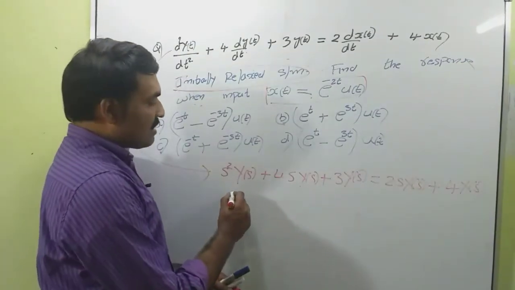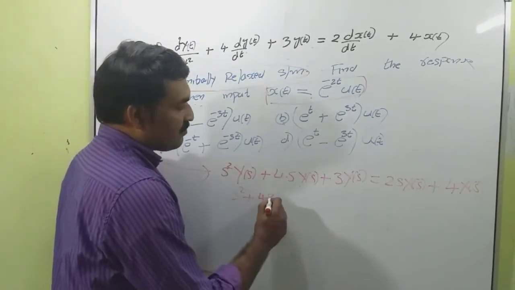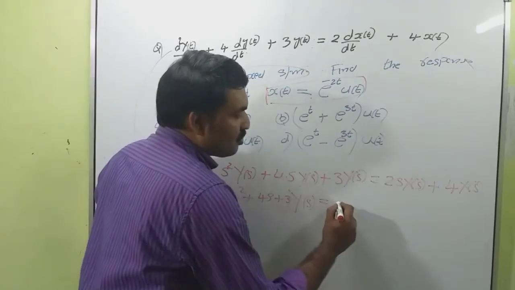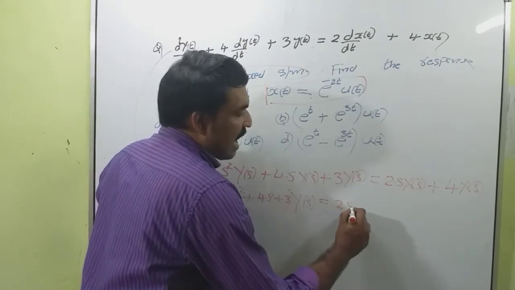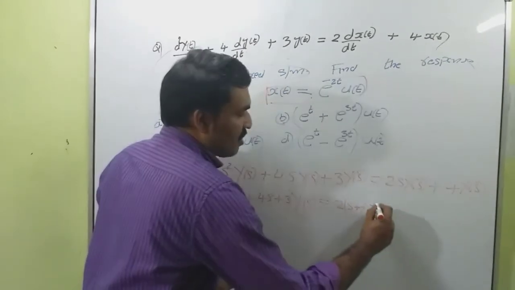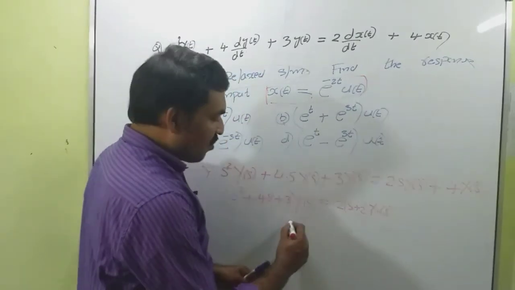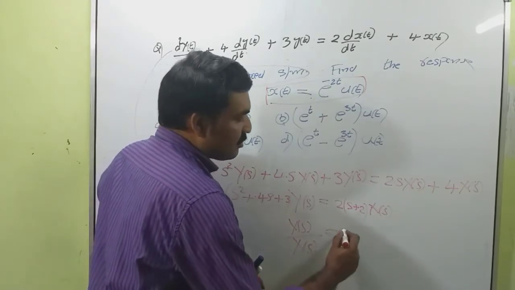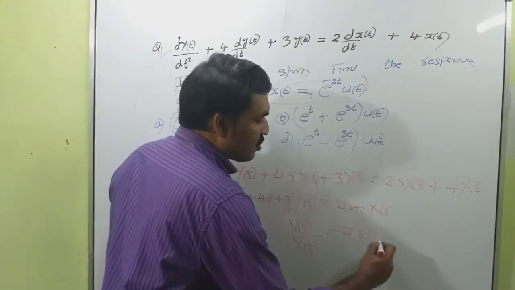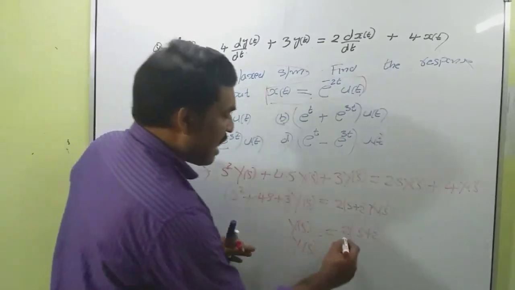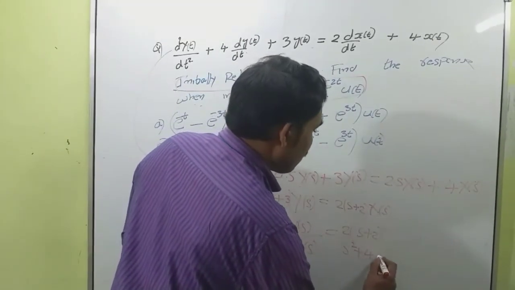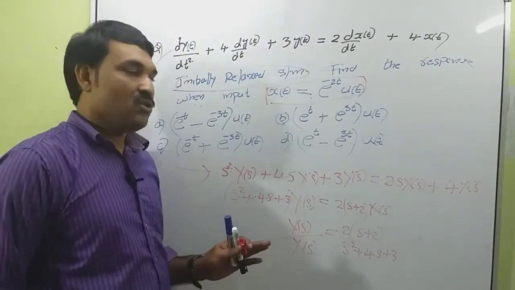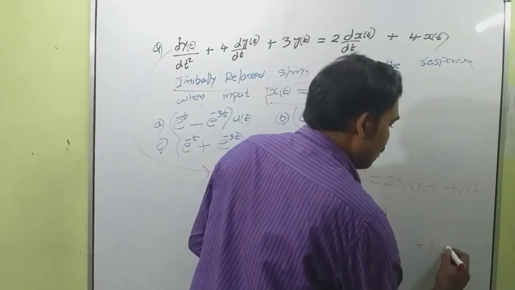So we can write (s² + 4s + 3) Y(s) = 2(s + 2) X(s). We can write Y(s) divided by X(s) equal to 2(s + 2) divided by s² + 4s + 3. This is our transfer function H(s).